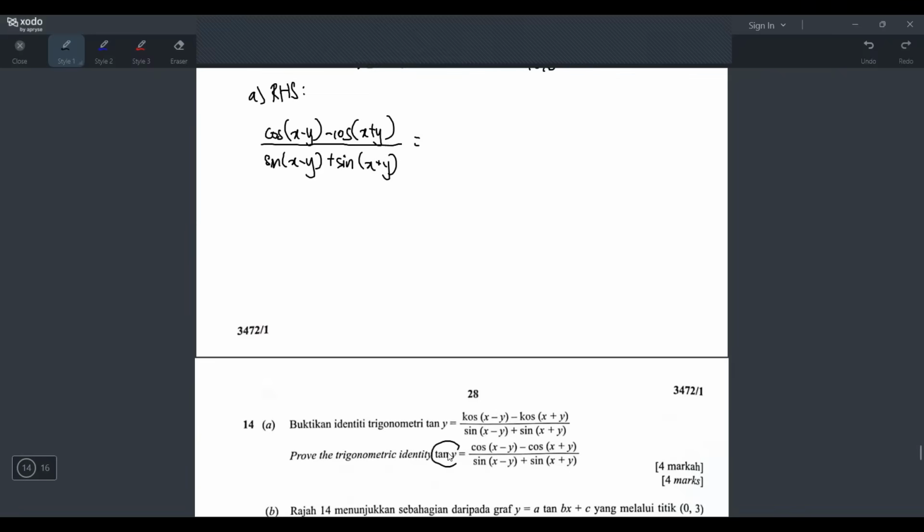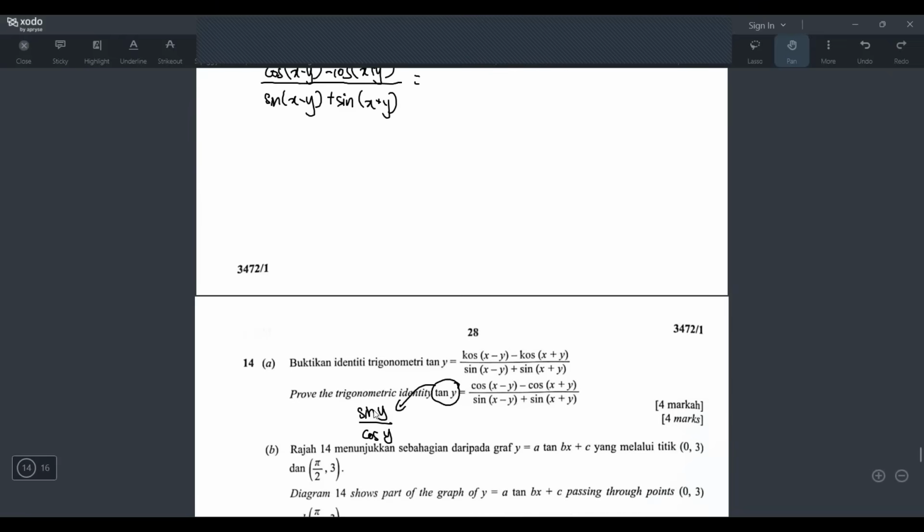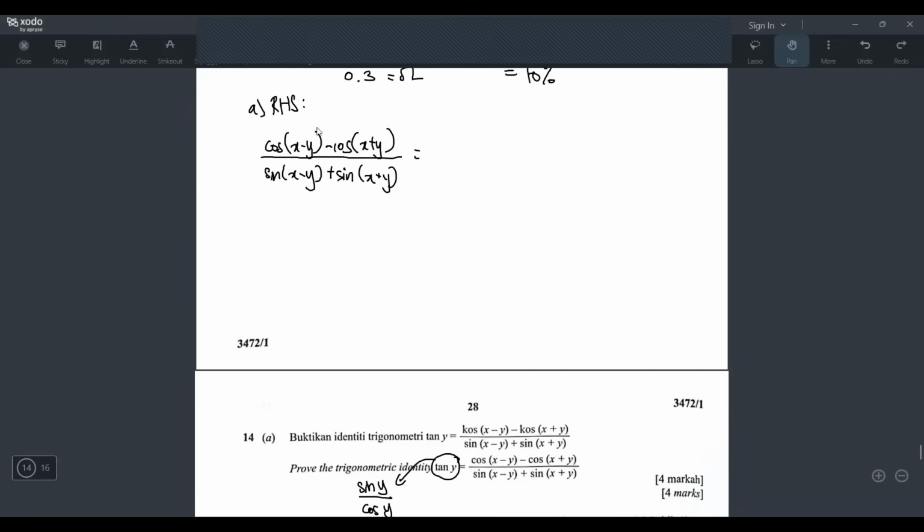What's the left hand side? Tangent y, right? And if you want to change this whole thing to tangent y, the only way is to change it to sine over cos, because tangent is actually sine over cos, so it's actually sine y over cos y, right? The reason why I write like this is because my right hand side only has sine and cos. Everything is sine and cos, right? But the left hand side is tangent. That's why I immediately change tangent to sine over cos, right? So now it's time to use the formula to tukar everything lah. All right.